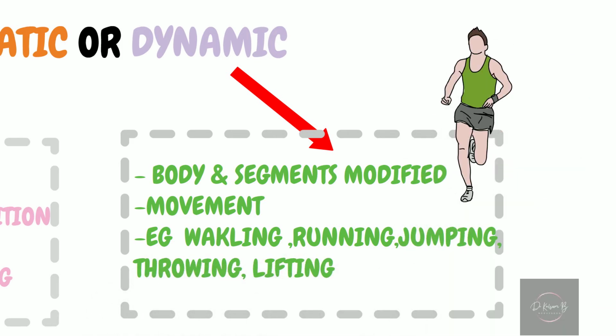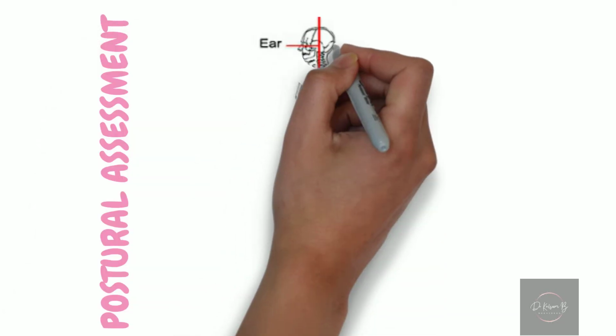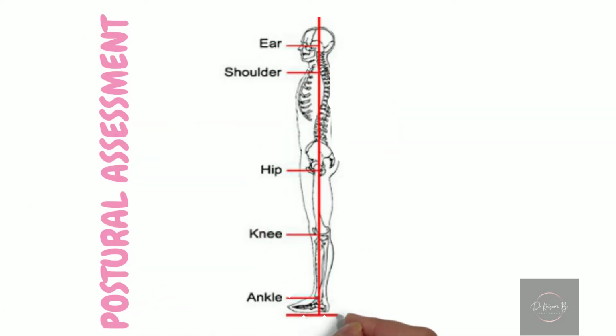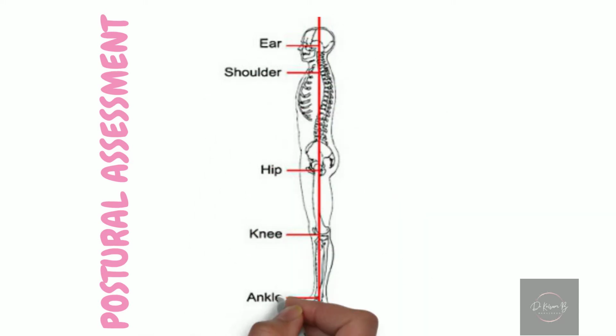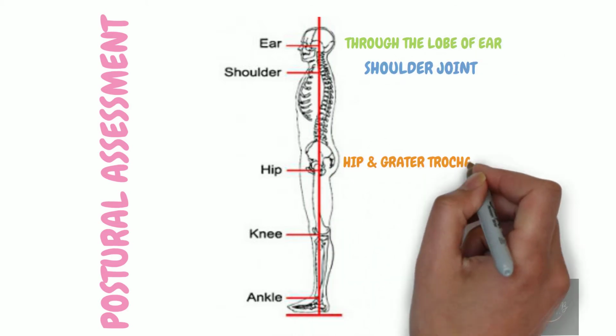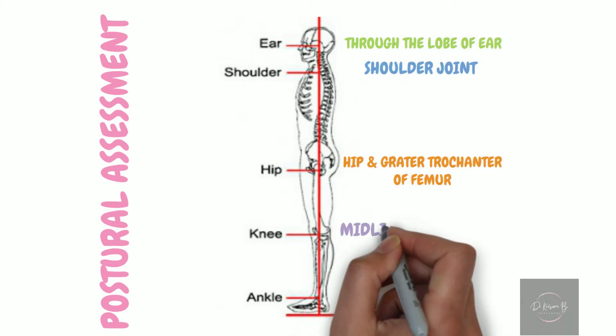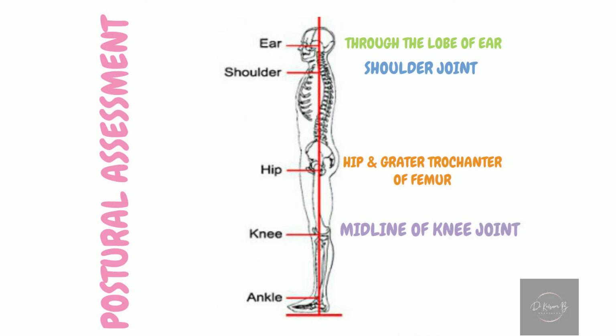Posture assessment: the spine has three natural curves at your neck, mid upper back and lower back. Correct posture should maintain these curves but not increase them. The line of gravity should pass through specific points of the body. This line should pass through the lobe of the ear, the shoulder joint, the hip joint, through the greater trochanter of the femur, then slightly anterior to the midline of the knee joint, and lastly anterior to the lateral malleolus.